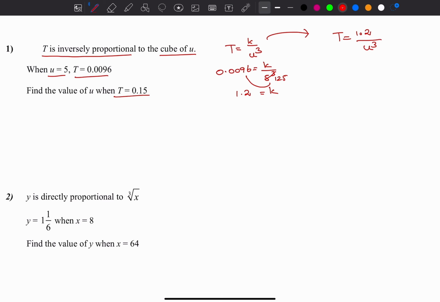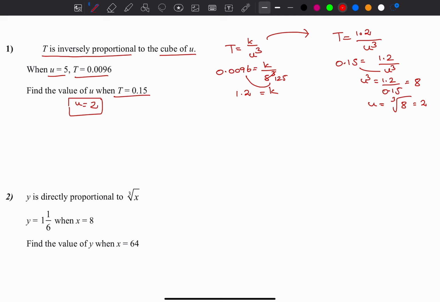Then we just read t is 0.15, so 0.15 equals 1.2 over u cubed. Swap them around. U cubed equals 1.2 over 0.15, which will give you 8. Then u is the cube root of 8, which is basically 2. Find the value of u. U is 2.